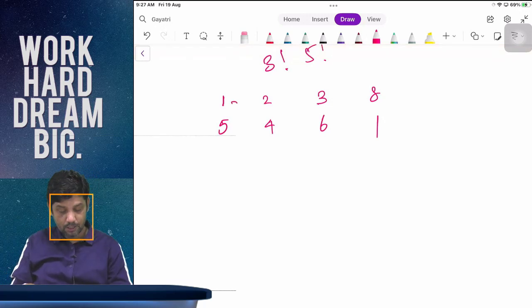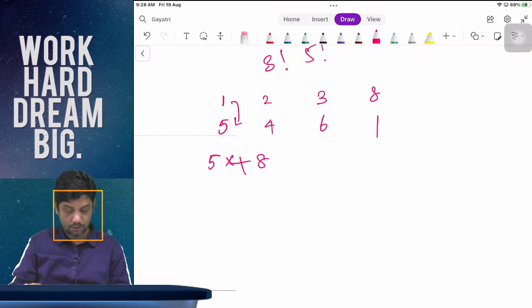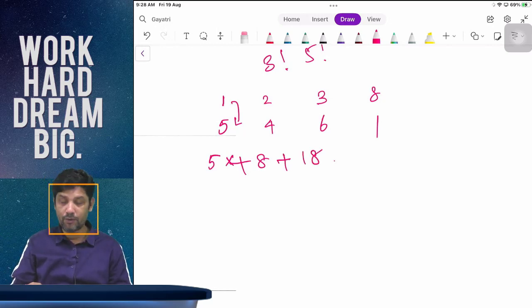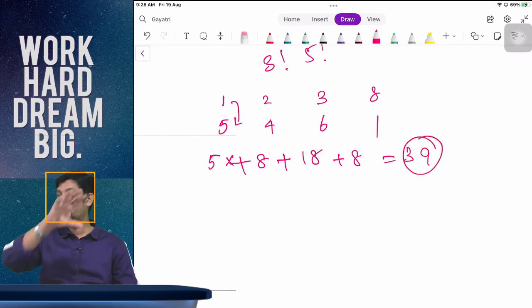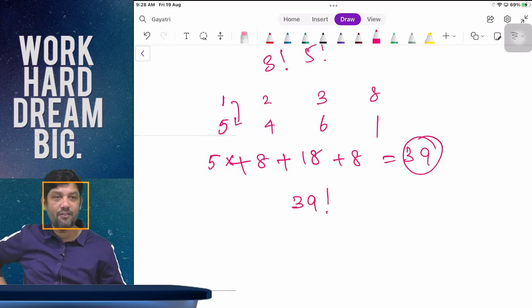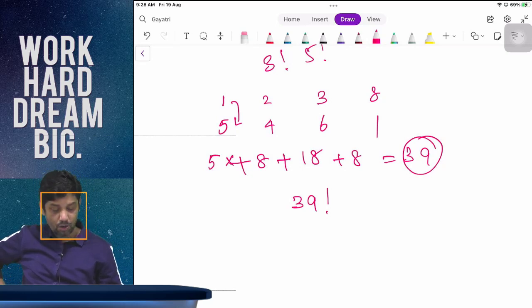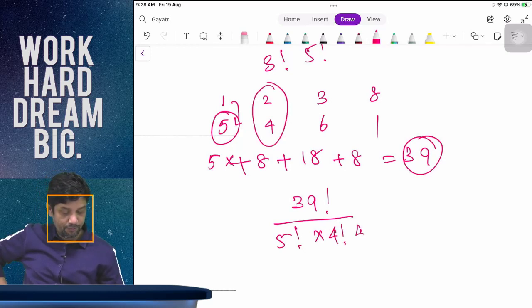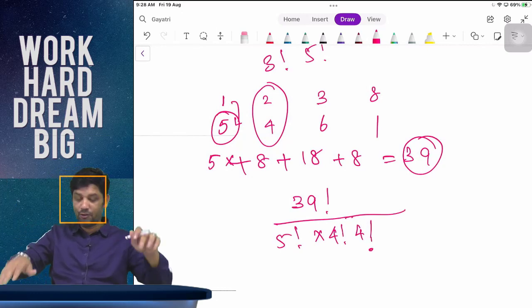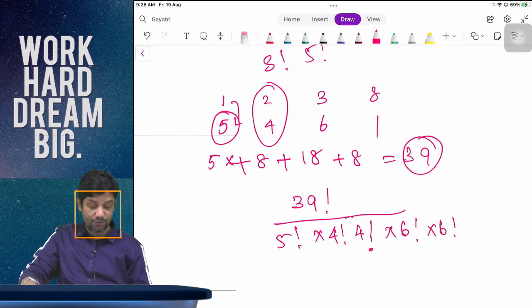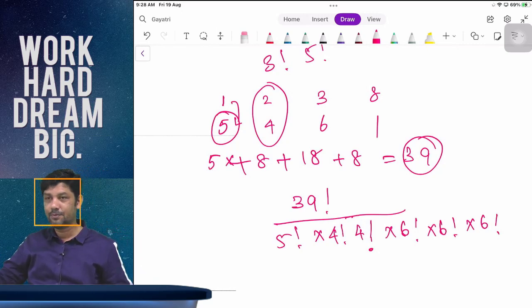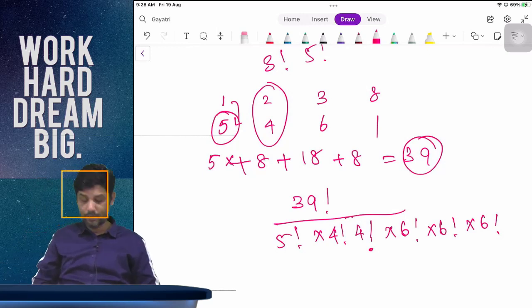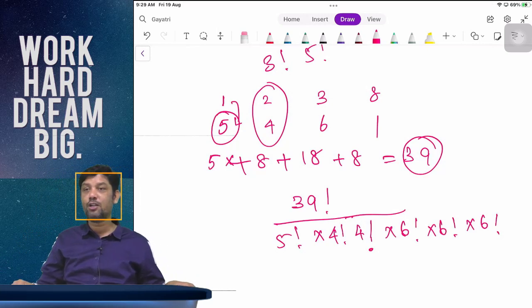Now listen. Total number of books: 1 book having 5 copies means 5. 2 books having 4 copies each, 3 books having 6 copies each, 8 books having 1 copy. So in total there are 39 books. We need to arrange 39 books, yes or no? So 39 books can be arranged in 39 factorial. Now, do we have identical books? 1 book having 5 copies gives 5 factorial. 2 books having 4 copies each gives 4 factorial twice. 3 books having 6 copies each gives 6 factorial three times. So the answer is 39 factorial divided by 5 factorial into the square of 4 factorial into the cube of 6 factorial. Yes or no?